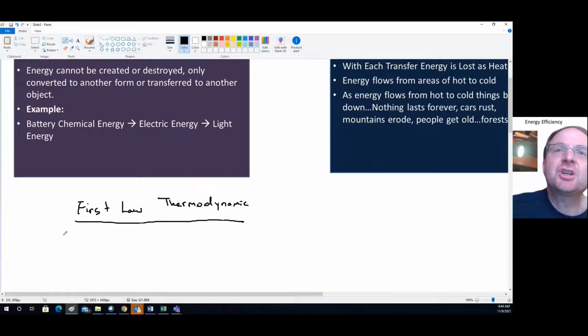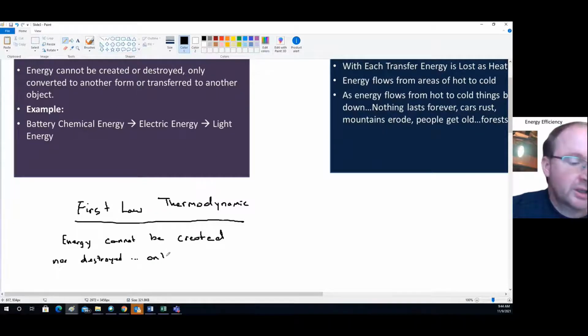First law: energy cannot be created nor destroyed. Well, that's interesting, right? But now let's write it out and think about it too. Energy cannot be created nor destroyed, only transferred. So that's how energy works in our universe. It's never created, it's never destroyed, it's transferred from one form to another.